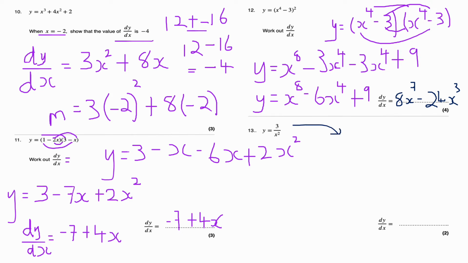Question number 13, guys. Let's just move it all over here. I've got to write this in index form. So y is equal to 3x to the minus 2. That 3 over x squared can be written as 3x to the minus 2. Differentiating this, guys, it doesn't matter that I've got a negative power. It's still the same idea. dy by dx, 3 times negative 2 is negative 6. So negative 6x to the minus 3 is your final answer.